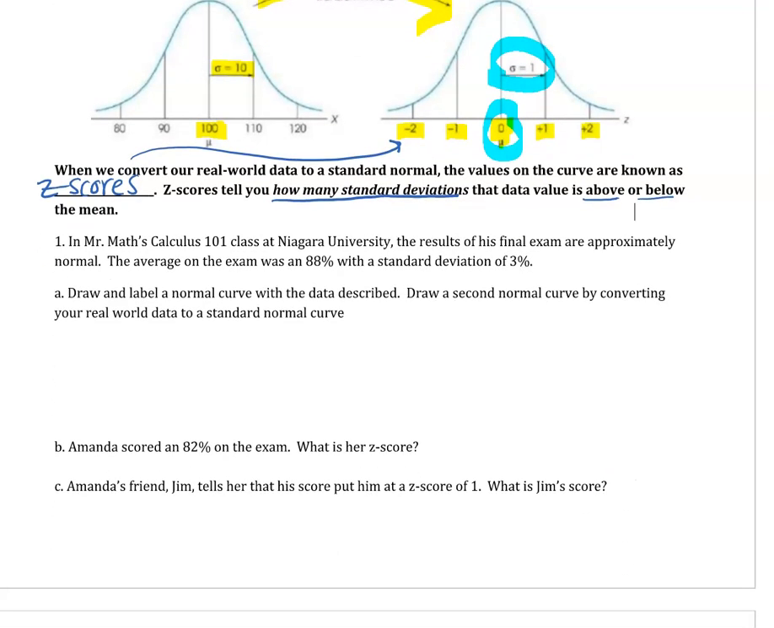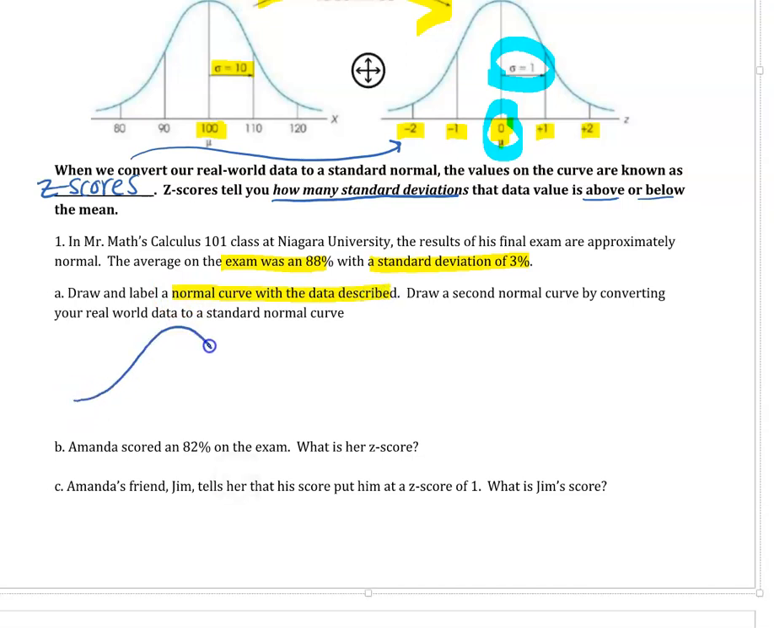So let's put this into practice. Mr. Matt's Calculus 101 class at Niagara University, the results on his final exam are approximately normal. The average on the exam was an 88 with a standard deviation of 3%. We're going to draw and label a normal curve with the data described above.